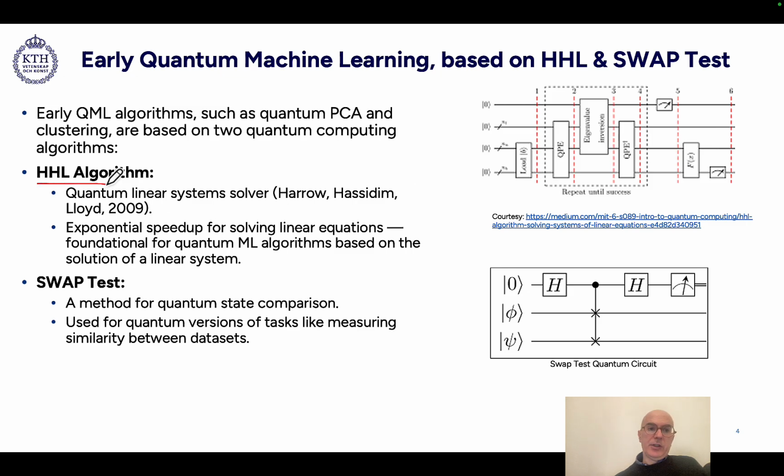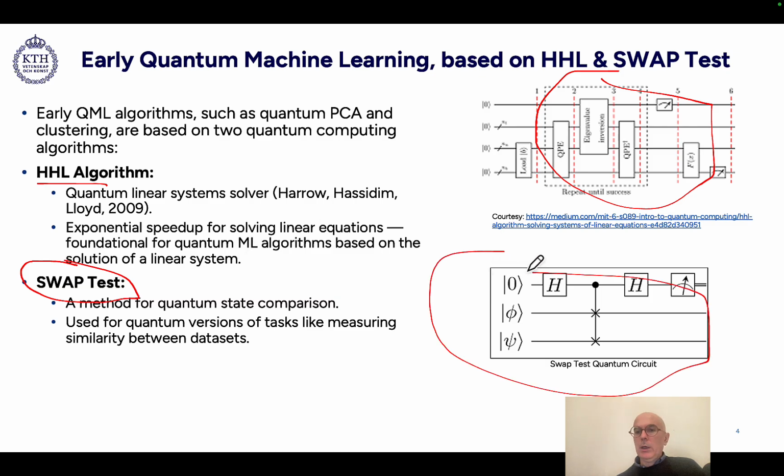So the first early quantum machine learning phase is based on two basic techniques. The first one is the HHL algorithm from the inventors of the algorithm, Harrow, Hassidim, and Lloyd in 2009. What does it do? Well, it solves a linear system. So given a linear system, the HHL algorithm allows us to encode it first, and then apply a quantum circuit to estimate the solution of the linear system. The second major algorithm is the swap test. The swap test is a method that allows us to compare different quantum states. So it can be used for measuring similarity between different data sets. Right? And you see here the quantum circuit for the swap test.